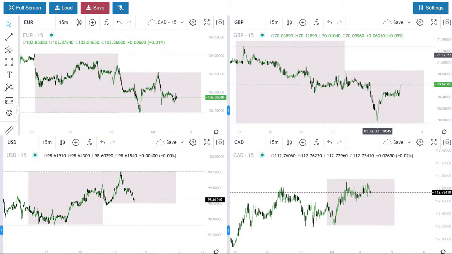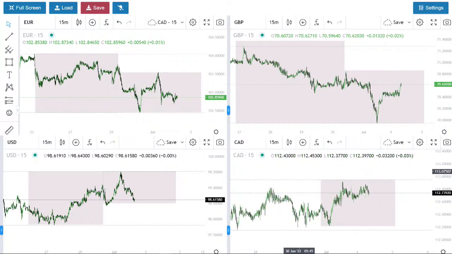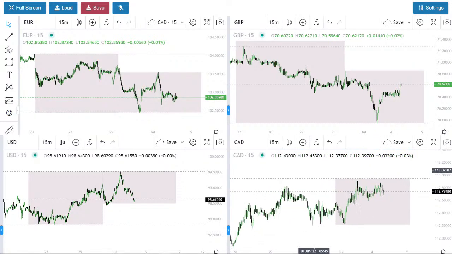So here I'm looking at each currency. I'm only looking at the major currencies. Here I'm looking at the euro, then next to the euro I have the USD. Then on the right hand side, I have the pound, then the Canadian dollar.